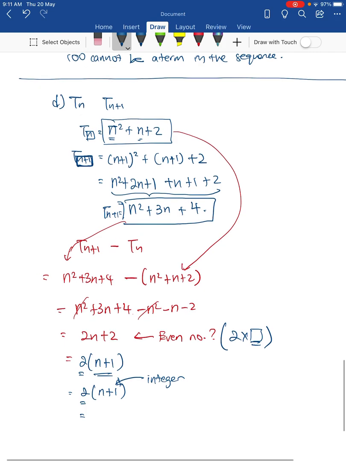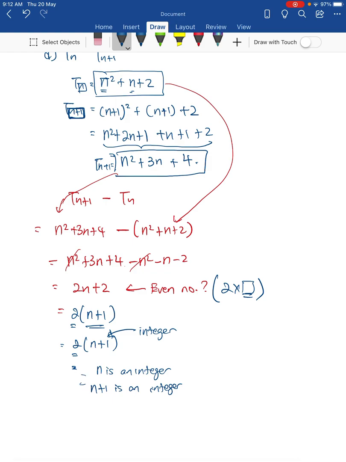Okay, so therefore we just explain n is an integer, and therefore n plus 1 is also an integer. And therefore 2 times n plus 1, since 2 multiplied by any integer will give you an even number. Okay, so that's for part D. So that's all for this question.